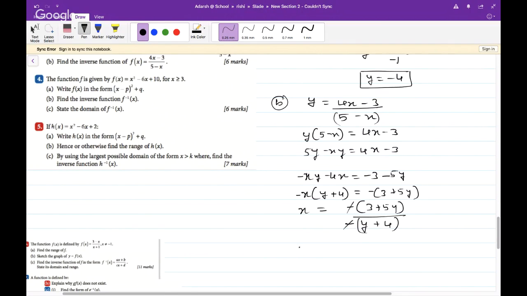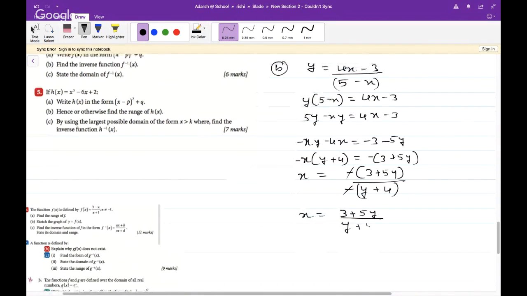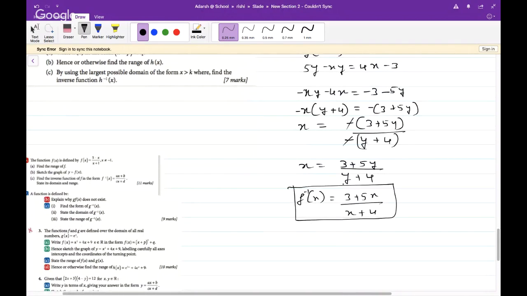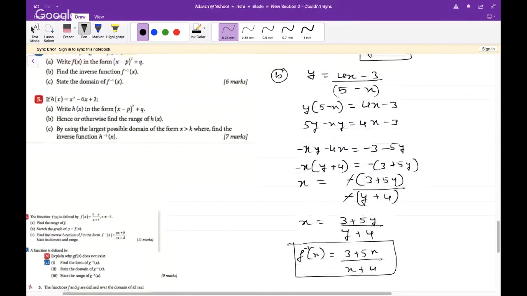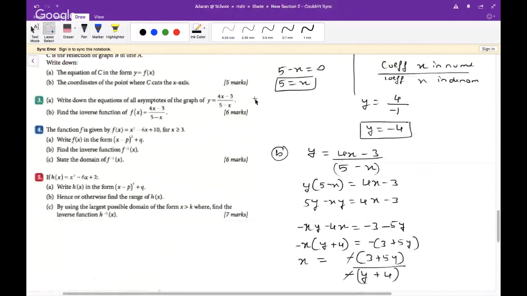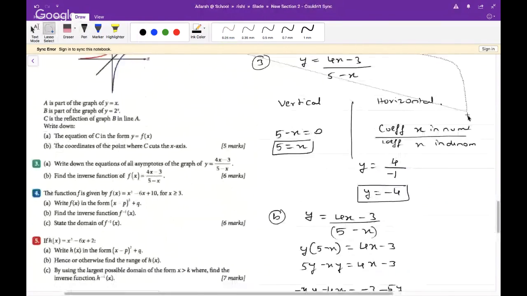Cancel the minus sign. So x is equal to 3 plus 5y divided by y plus 4, or interchange x and y to find the inverse. So the inverse function is 3 plus 5x divided by x plus 4. So this is the inverse function. Let's move on to the next question.